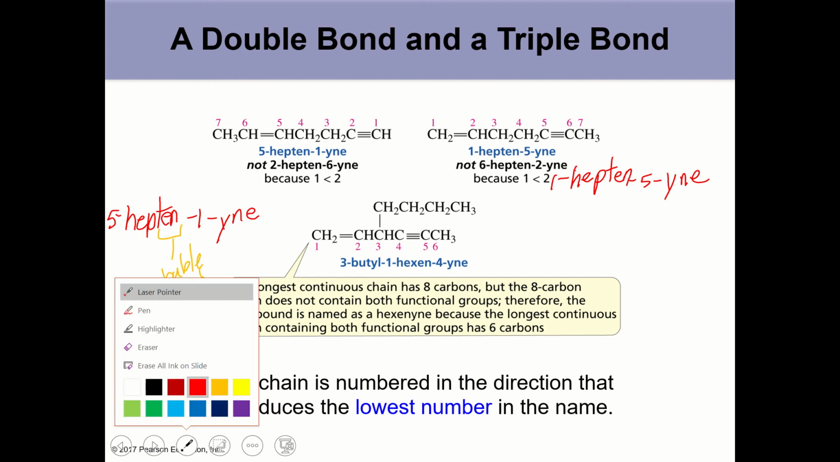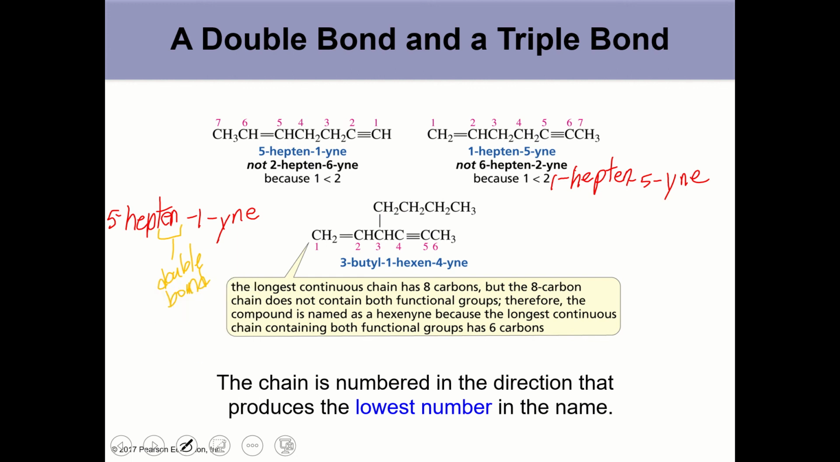So now, if I start with my suffix, I have -yne. If I start at the end, I have -yne, and the yne is located at carbon 4. Before the yne, I have my alkene, en. How many total carbons in the main chain? Hex.